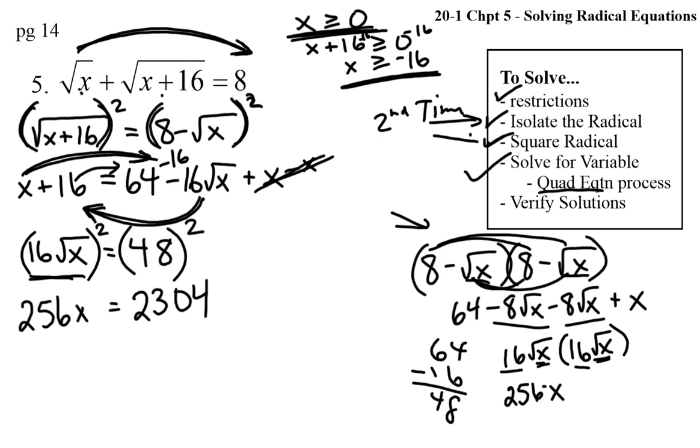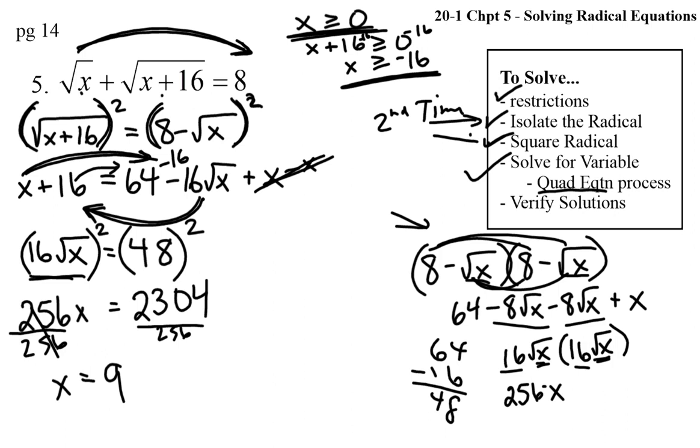Is it a quadratic equation? It's not. How do we get x by itself? Nice and easy. Just divide by 256. And x works out to be 9.